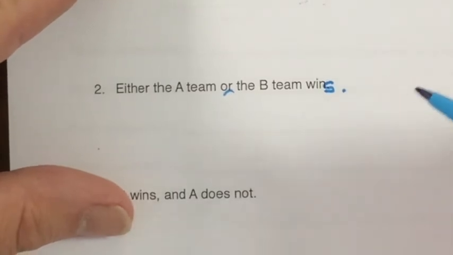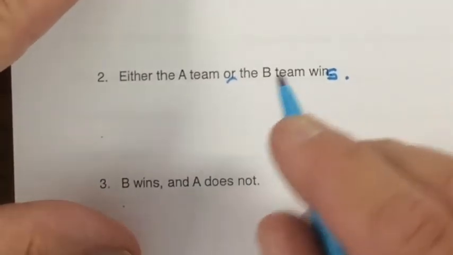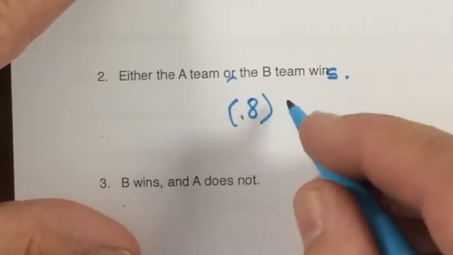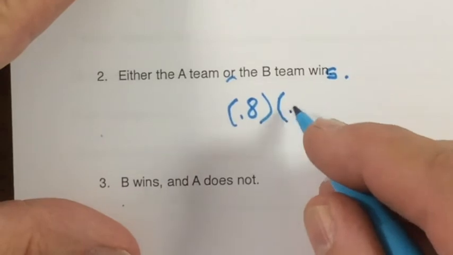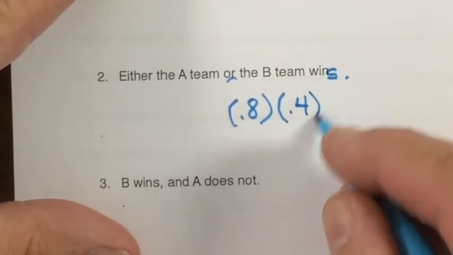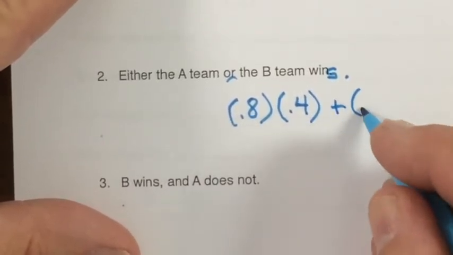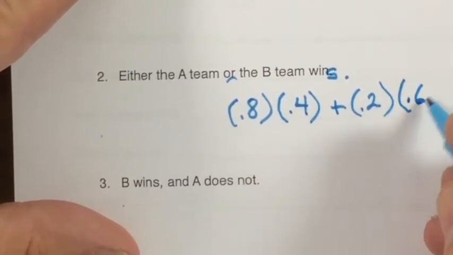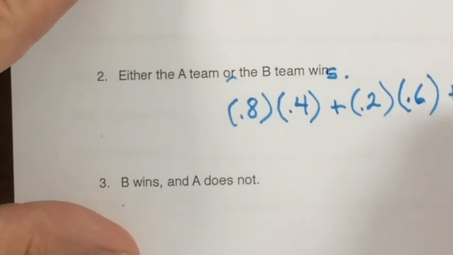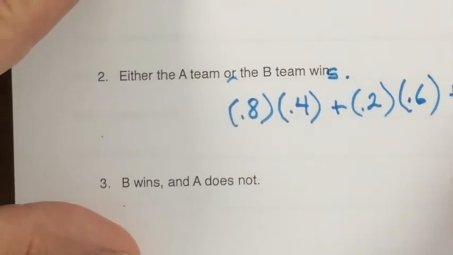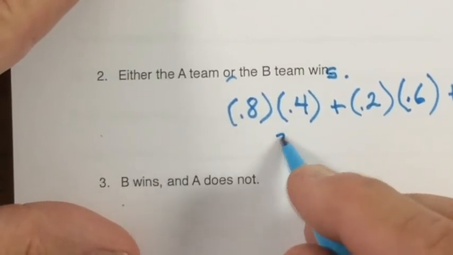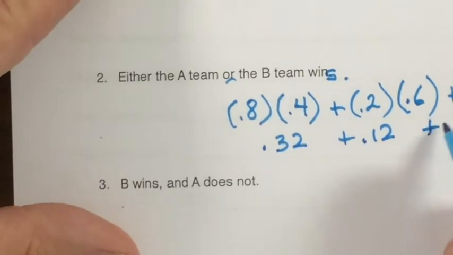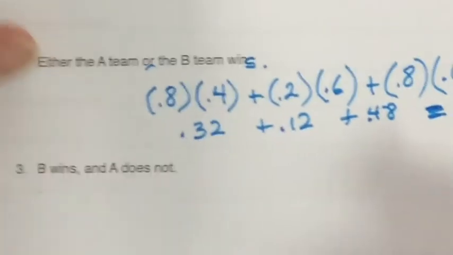So, right? So, what's important now is either the A team wins, in which case that's the 0.8, and the B team loses, which would be 0.4, or the A team loses and the B team wins, or they both win. That would be 32 plus 12 plus 48, which would equal 0.92, right?